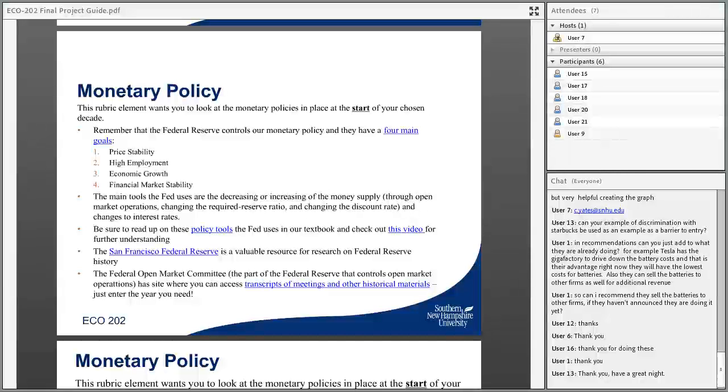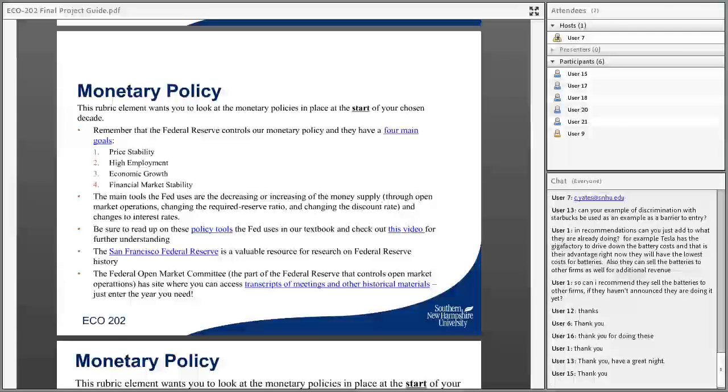The first slide for monetary policies is to find monetary policies that were enacted before your decade started and that carried their impact into your decade. So basically, you're framing the economy of your decade by using monetary policies from the past.